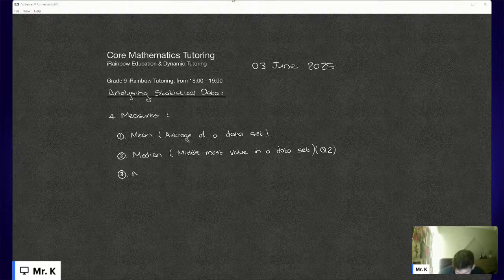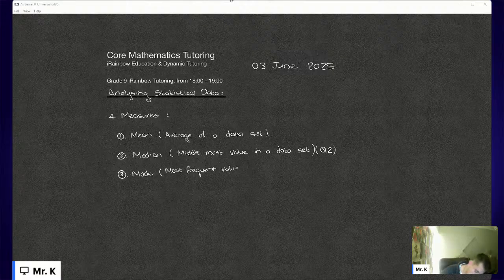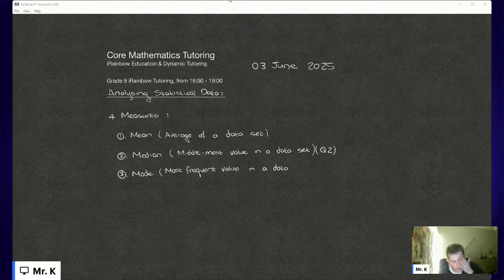And finally, the last or the second to last measure that we need to be aware of is what we call the mode. This is the most frequent value in a data set. Okay, now it's important to remember that when we're discussing the mode, it is very possible that we have multiple modes, right? We call it a multimodal data set.